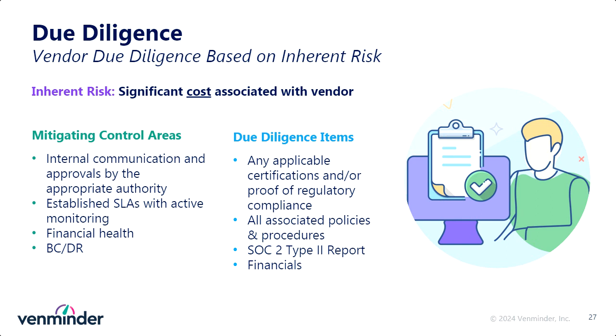For example, if a vendor is struggling financially, they might decide to cut back on their cybersecurity program, which could then expose your credit union to additional cybersecurity risk. Due diligence items to review would be things like applicable certifications and proof of regulatory compliance, as well as financials such as income statements, balance sheets, and cash flow statements.